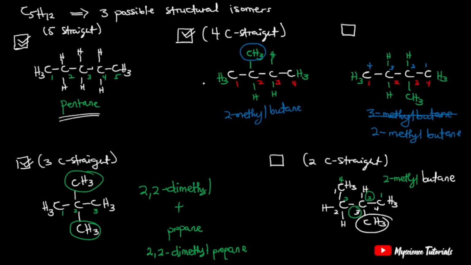And those possible structural isomers are: pentane, 2-methylbutane, and 2,2-dimethylpropane. These others are not part since they are already repetitions. So a C5H12 hydrocarbon has 3 possible structural isomers.